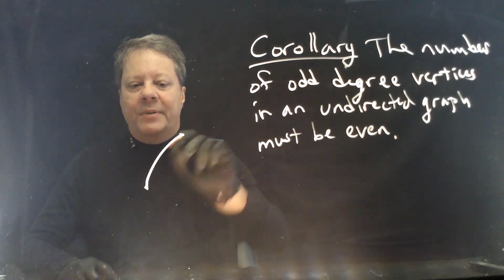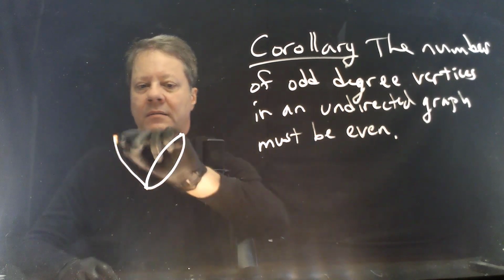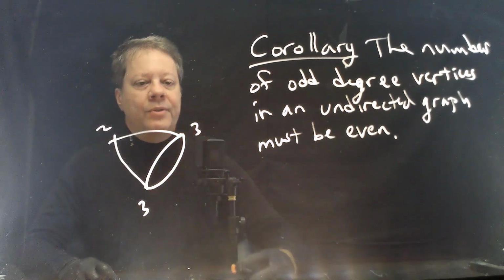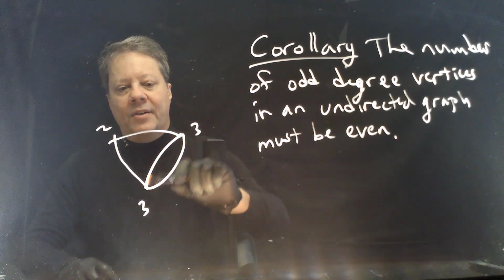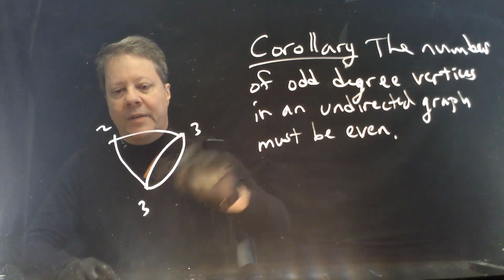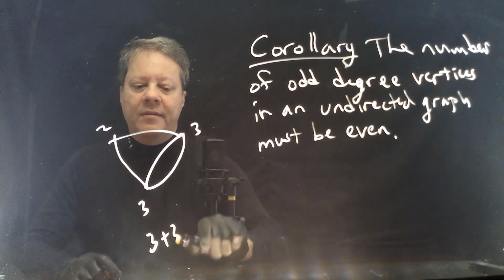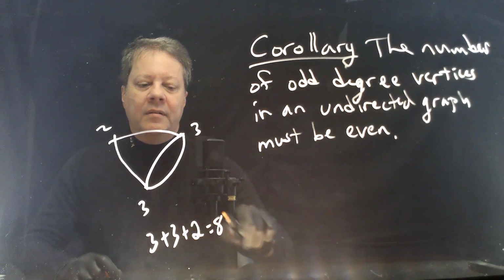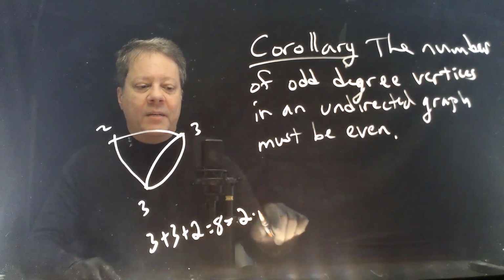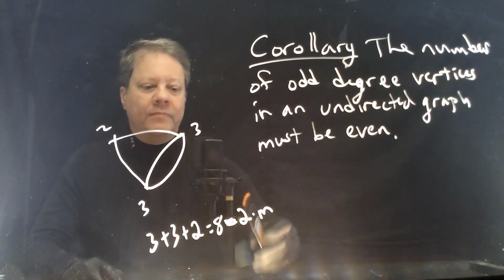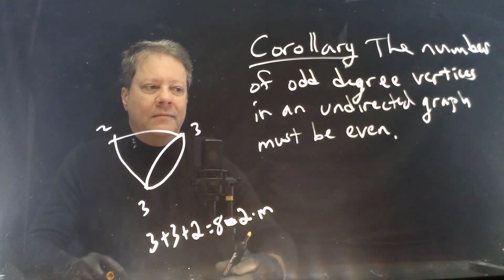So let's give an example here. This has degree 3, this has degree 3, this has degree 2. And so you can see 3 plus 3 plus 2 has to be an even number, because if you add up all the degrees, it has to be twice the number of edges. 1, 2, 3, 4. 2 times 4 is 8.